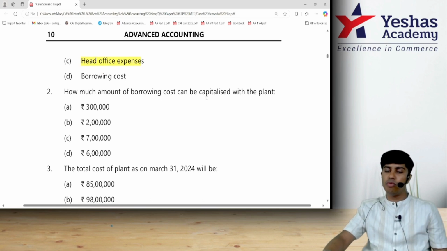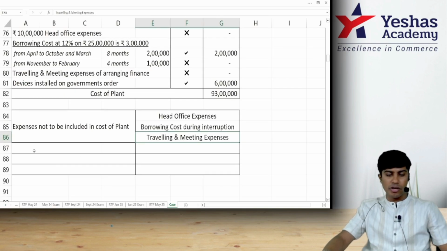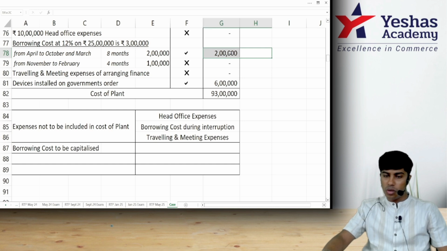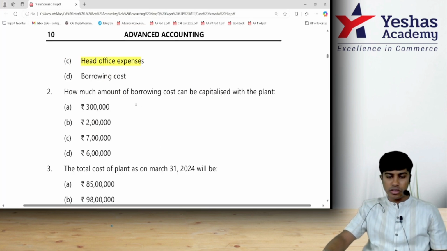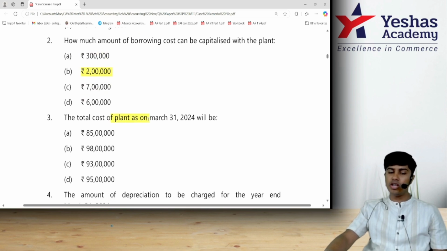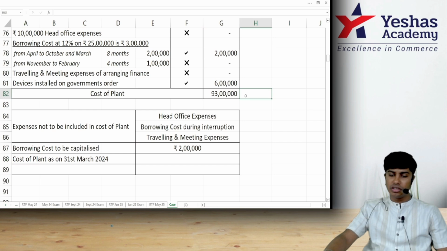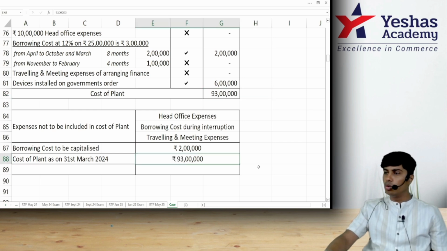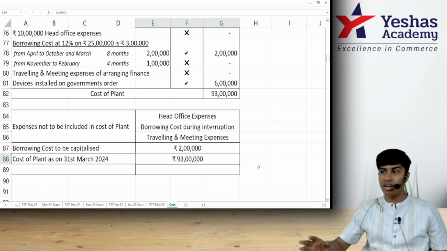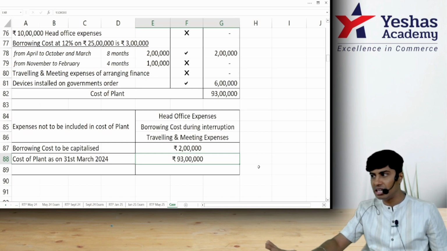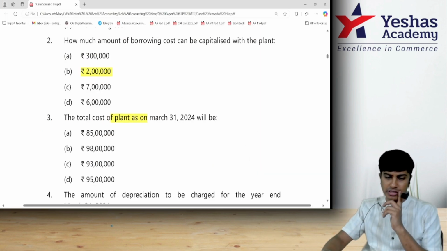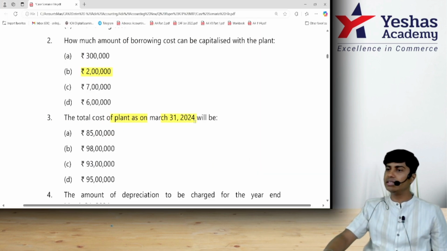How much amount of borrowing cost can be capitalized? See, 2 lakh can be capitalized. 1 lakh will be charged to P&L. Am I right? So the answer is option B, 2 lakh. Third one, total cost of the plant. Total cost of the plant is how much? 93 lakh. And we don't know if the asset is completed. Further cost, if it is incurred, can still be added. As on 31st March, cost is 93 lakh.